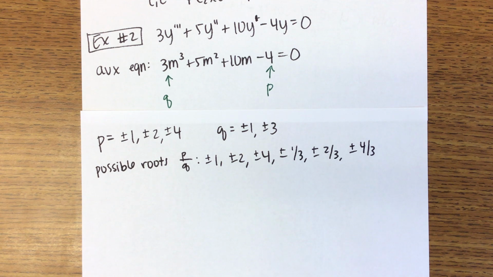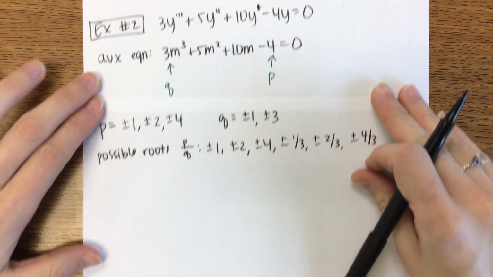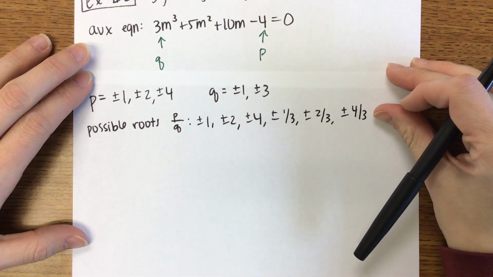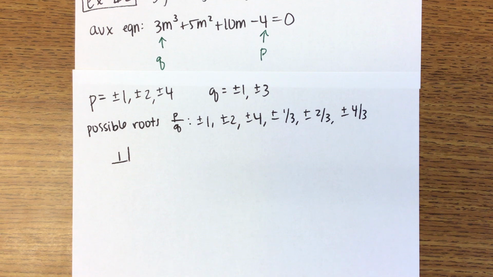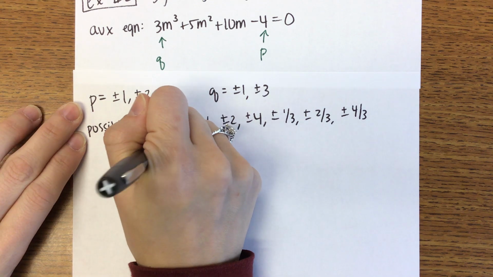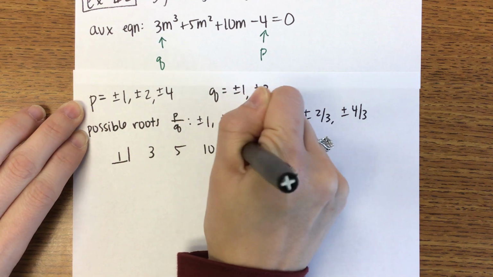How do you figure out if it's a solution? Yeah, you're going to do some synthetic division. Isn't this so much fun? Okay, I would suggest starting with 1 and -1. Those are generally good ones to start with. So bring out those constants, 3, 5, 10, -4.